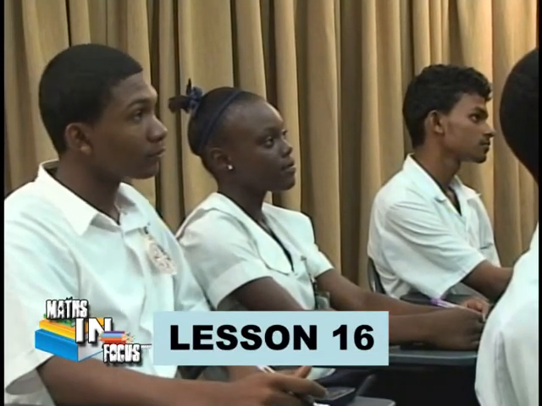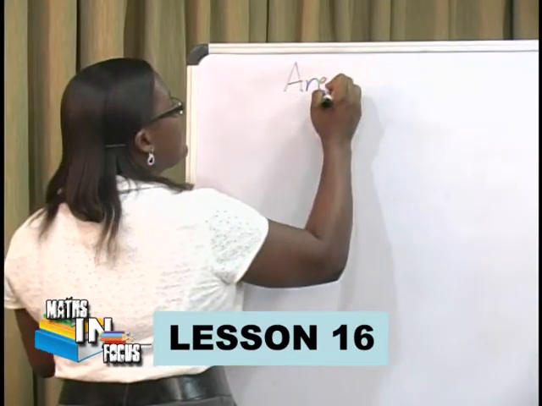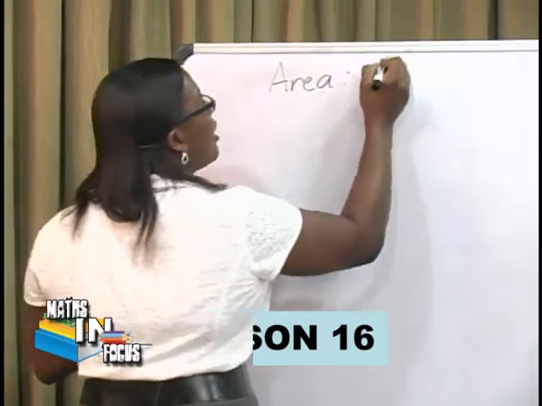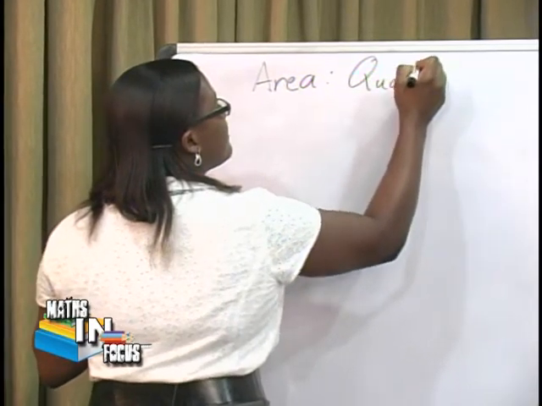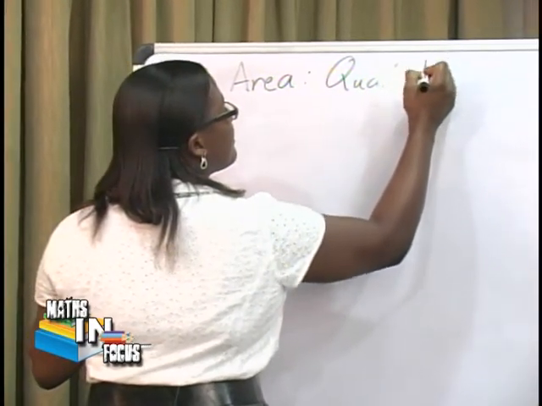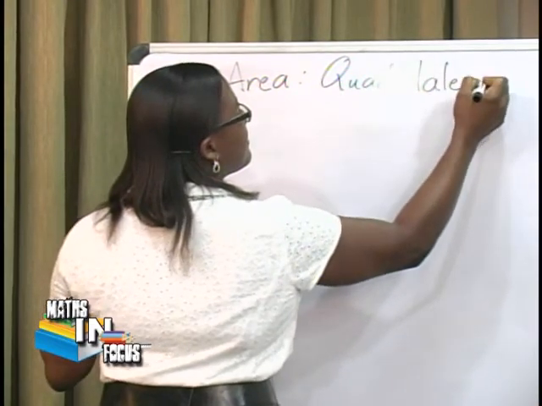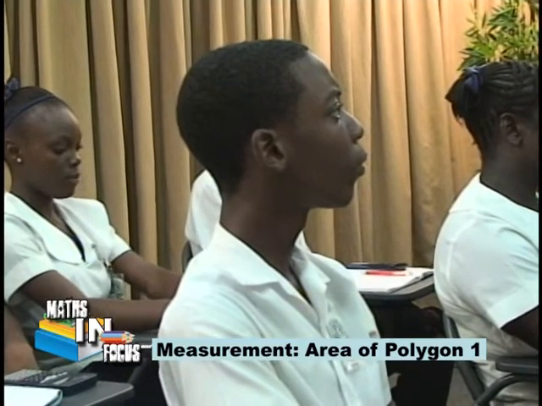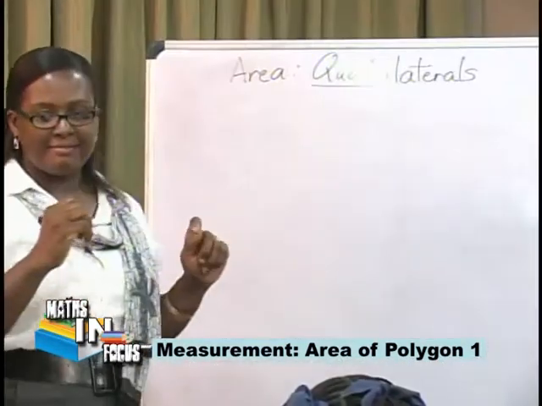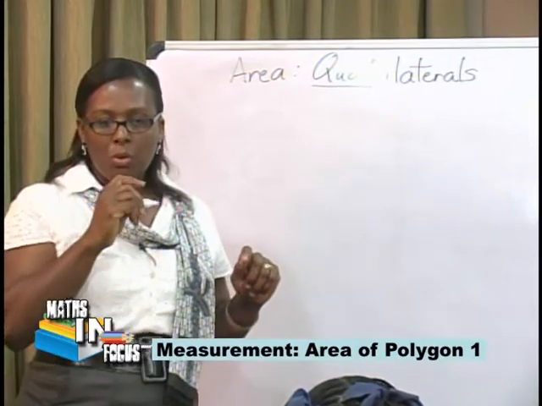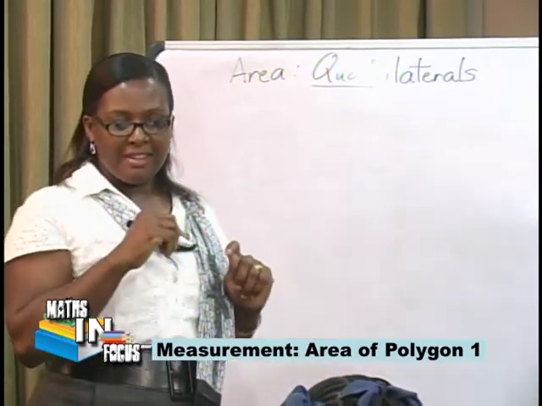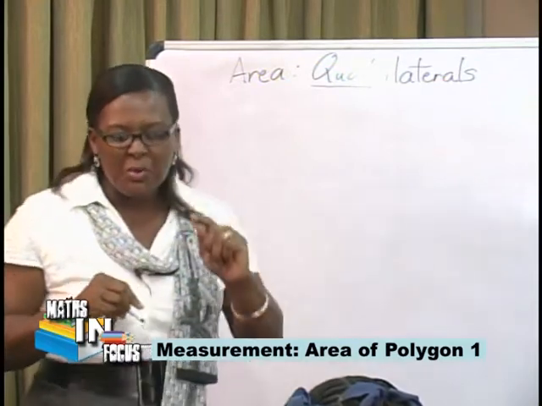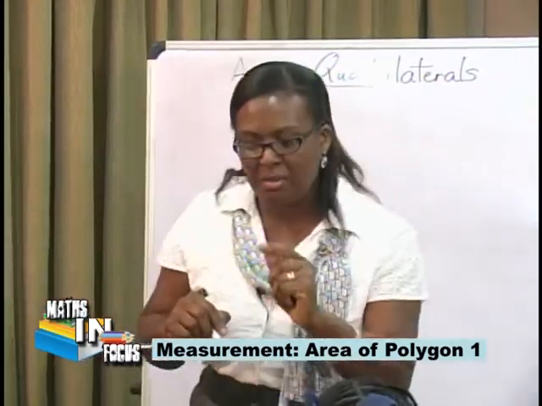Now, we're continuing in this lesson with measurement. We're looking at area, and we're looking at area of quadrilateral. I'm going to underline the first 4 letters, quad. And we call quad a prefix. Good? Now what does quad, when you hear the word quad, what number comes to your mind?